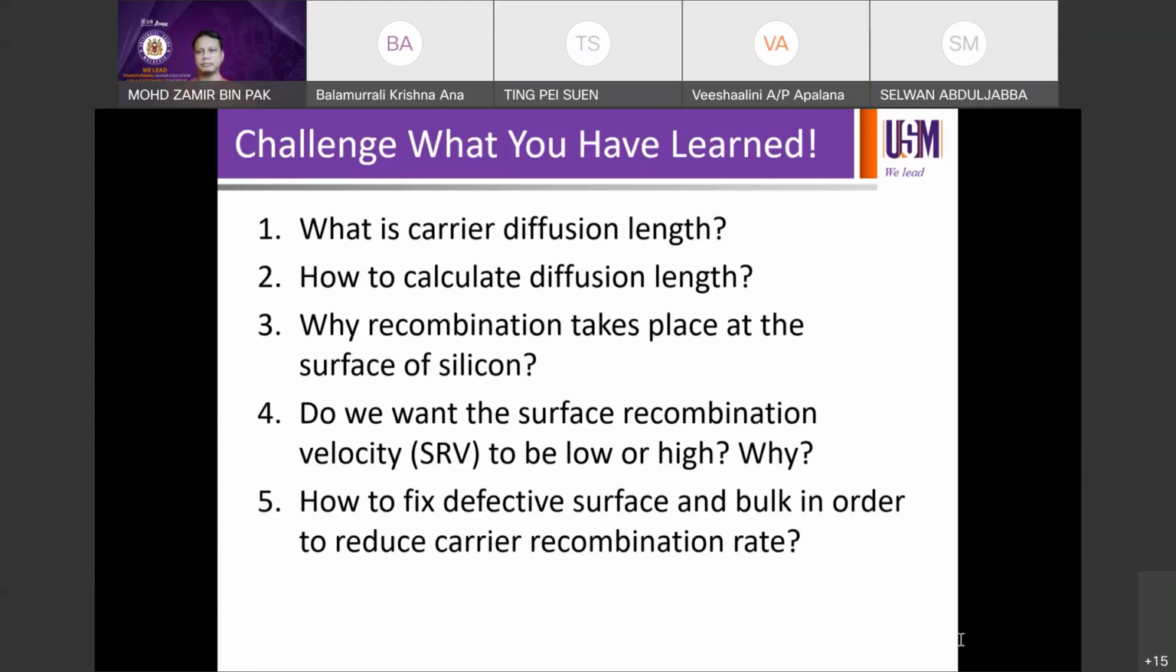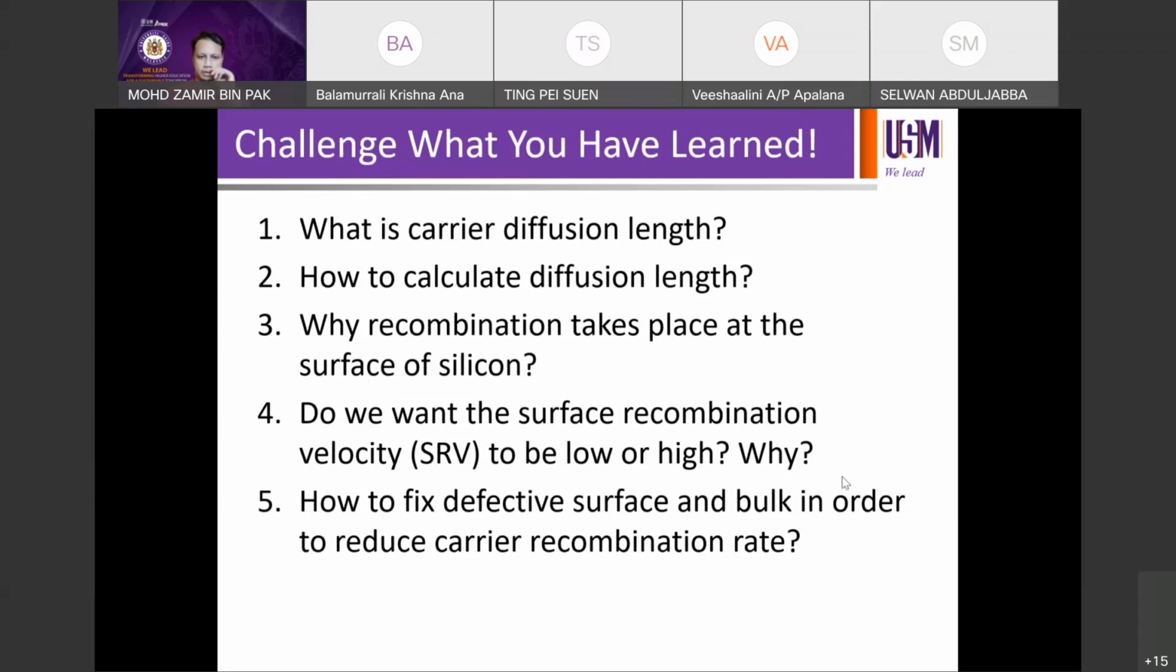You can write down. Right, defects, impurities at the surface. Okay, satu. Ada lagi? Any other potential reason why we have surface recombination? Yeah, dangling bonds. Right, so those are the reasons. Defects on the surface or dangling bonds. So those are the reasons why we have surface recombination.